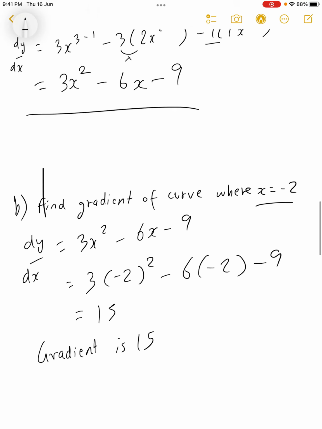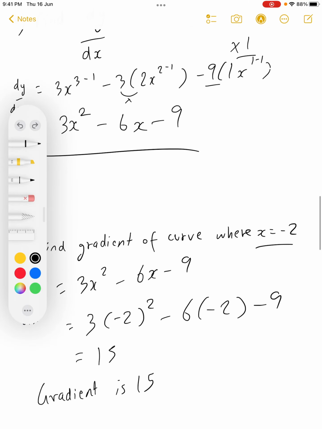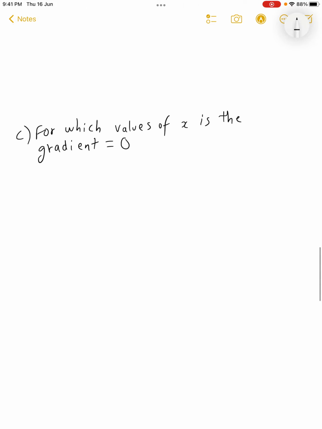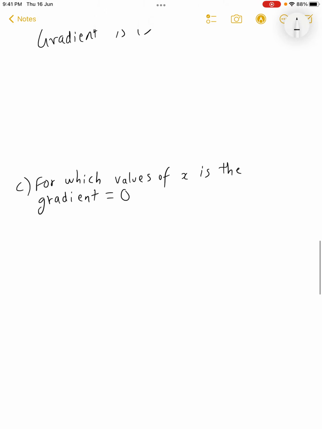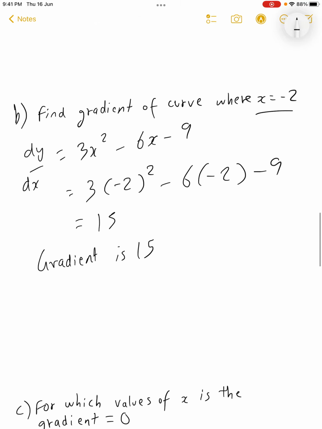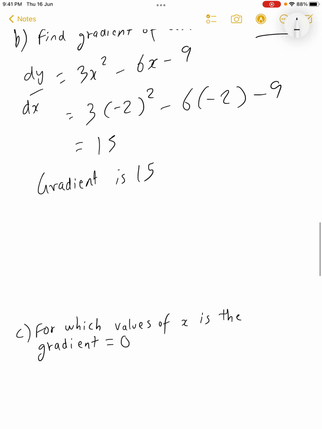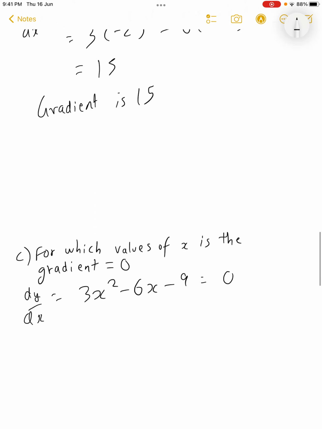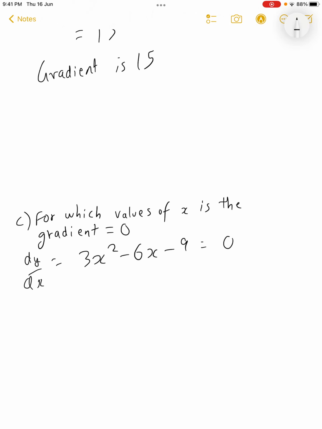Let's move on. The next question is, for which values of x is the gradient equal to 0? What they mean by this is you're going to take your derivative, 3x squared minus 6x minus 9, and we're just going to put 0 there. Get your x values.